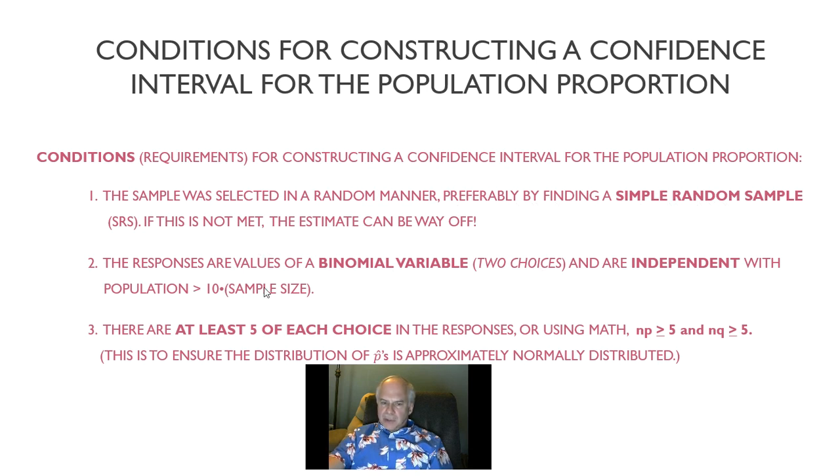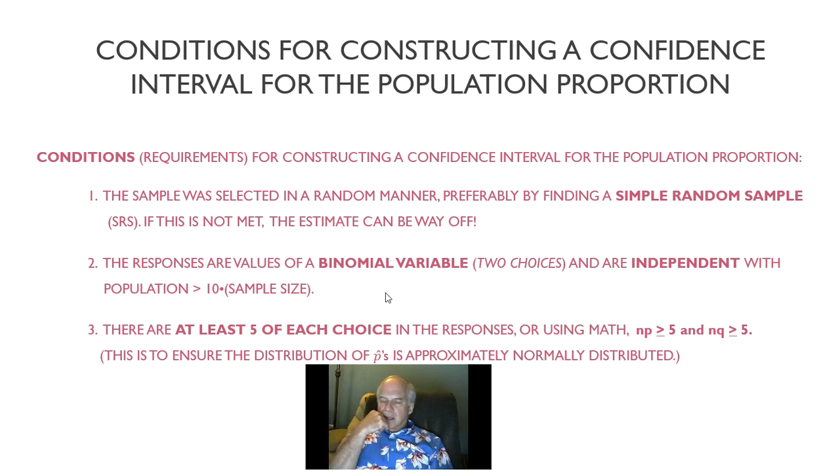Now, item 2, it has to be responses from a binomial variable. In other words, there's two choices, yes or no. Okay, so this is perfect for polls where they ask, will you vote for someone, yes or no? Do you like pizza, yes or no? Do you text while driving, yes or no? So it's qualitative information, and it has to be binomial. You can't have 3 or more choices.